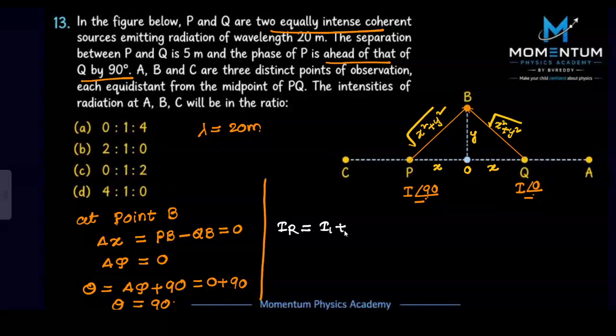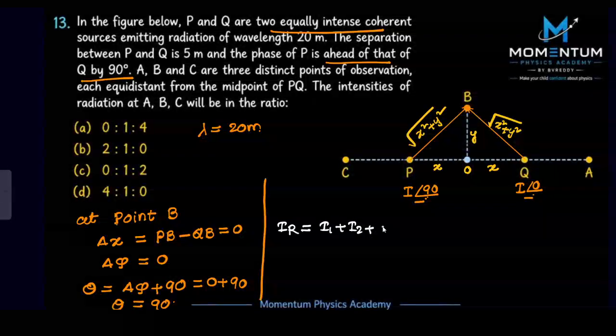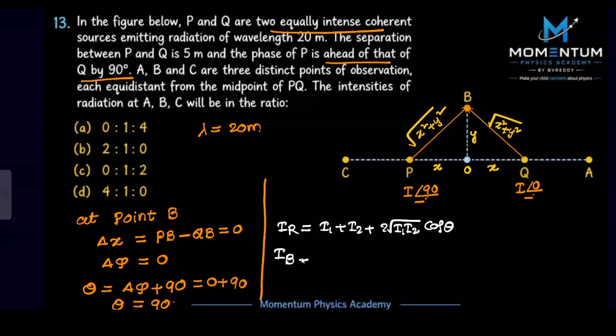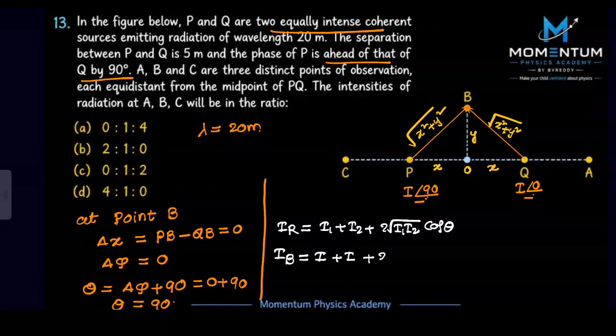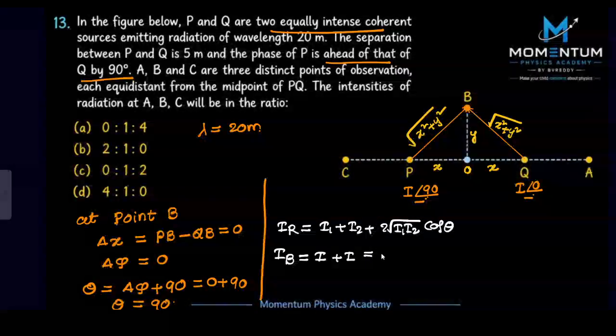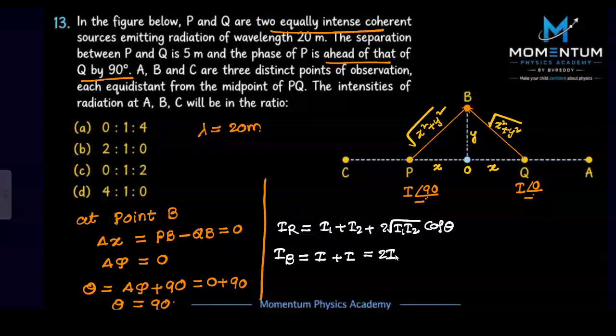Yes, so this is I1 plus I2 plus 2 root of I1 I2 cos theta. You can see the intensity at the point B we are doing now. I1 and I2 are both I, plus 2I times cos 90, whose value is 0 only. So this value will come to 2I. So the intensity at the point B is 2I.